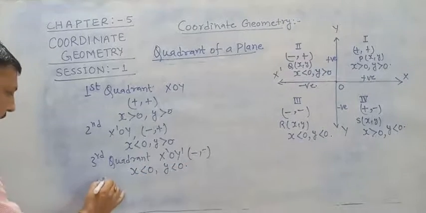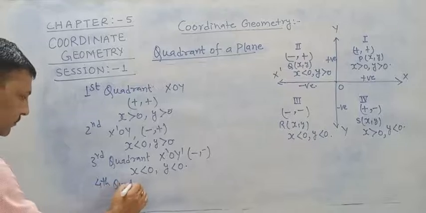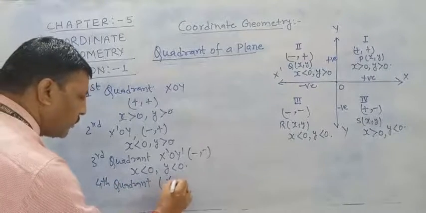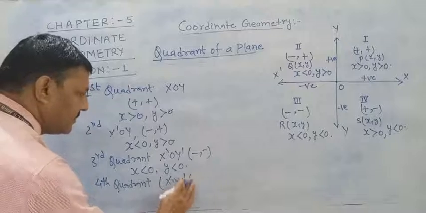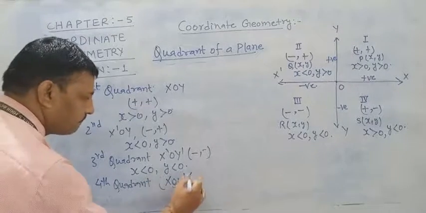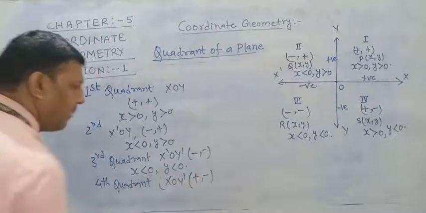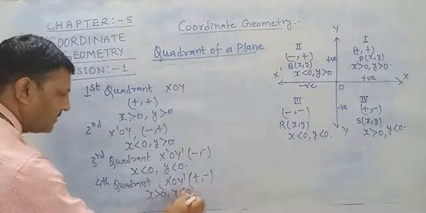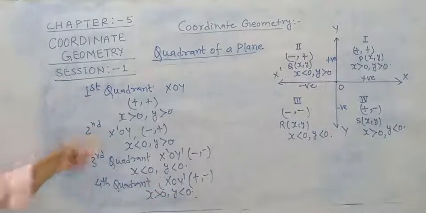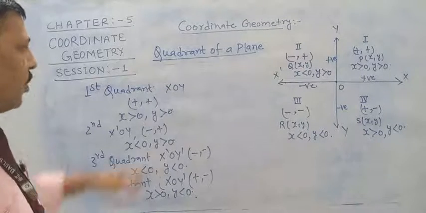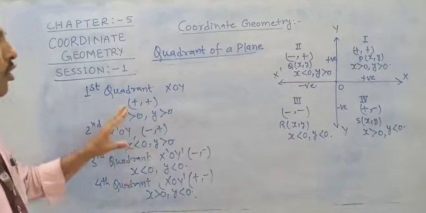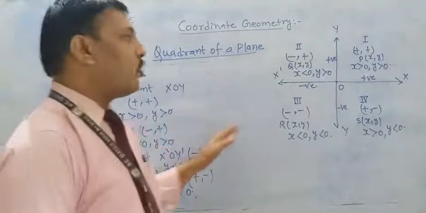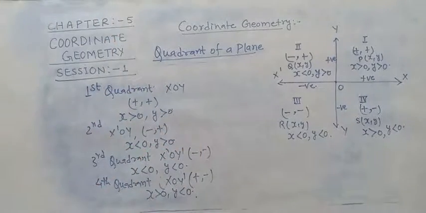And now the fourth quadrant, which is XOY'. Its sign significance is first plus and then minus. So here x is greater than 0 and y is less than 0. This is called the sign significance of the quadrants. On the basis of the signs of the coordinates of a point, we can easily locate in which quadrant the point lies. We can easily recognize in which quadrant the point lies.